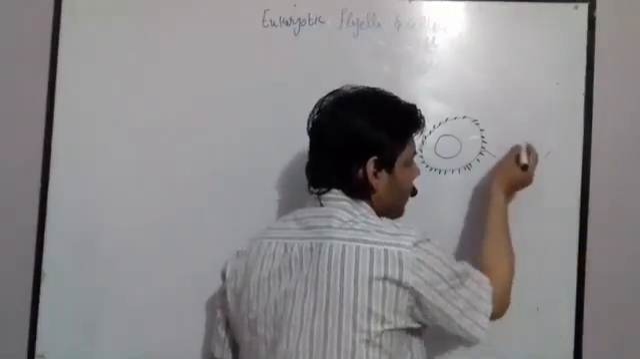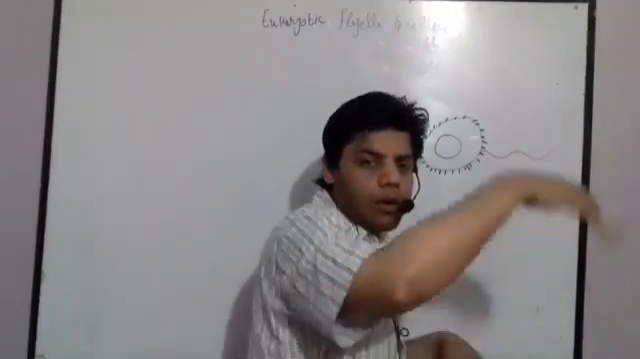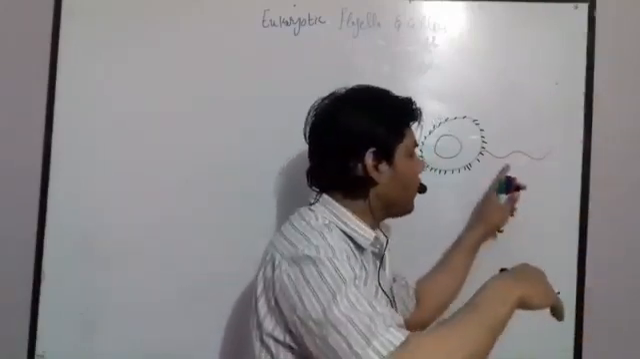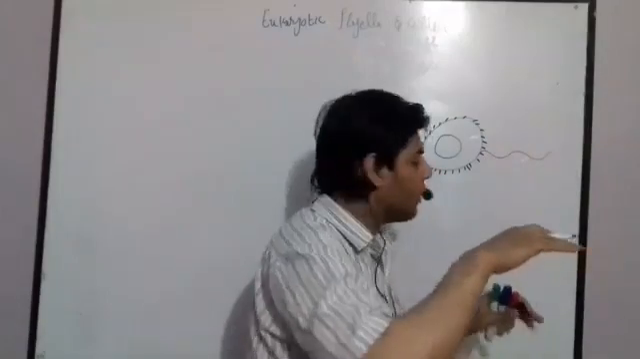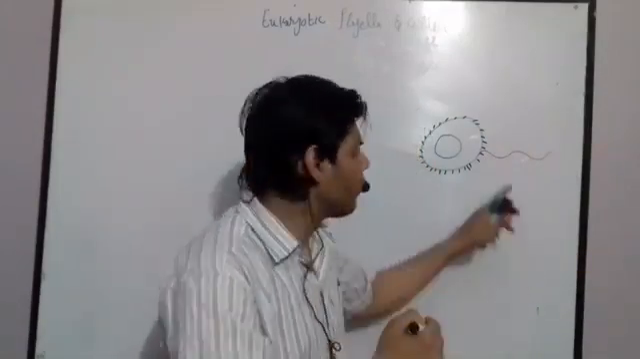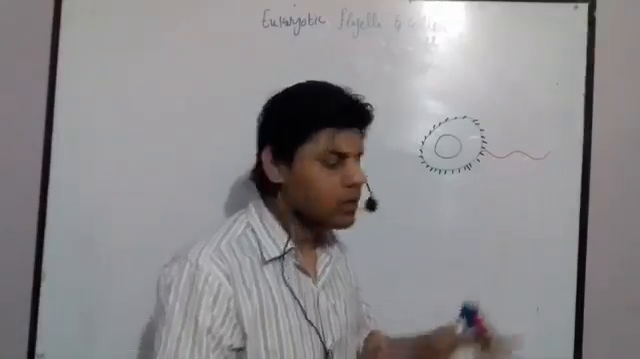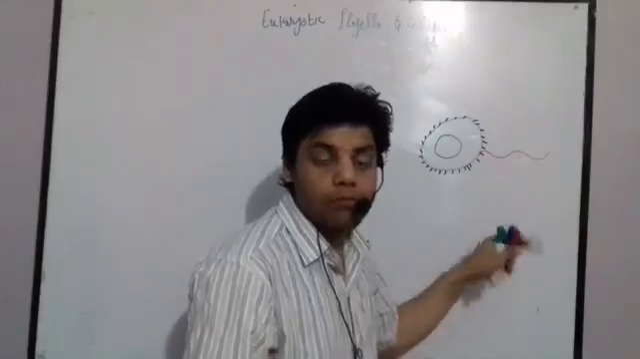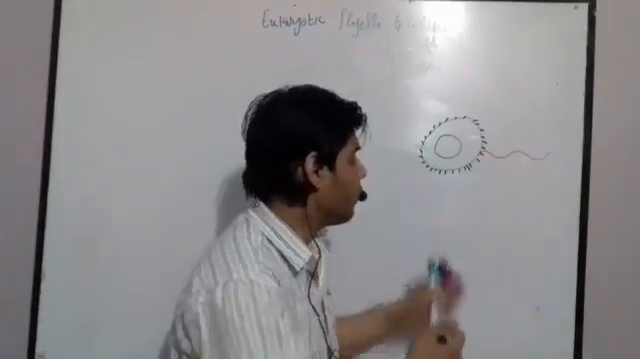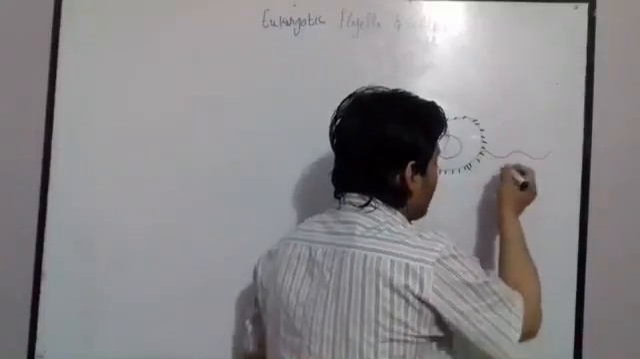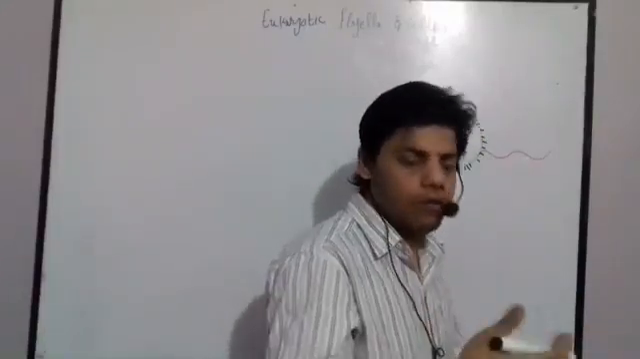Whenever the flagella are performing their function, sometimes they are moving in an undulating fashion. Sometimes they are moving from tip to base and sometimes from base to tip. In this way the cell will move. We call that beat movement, and we also call that undulating fashion.